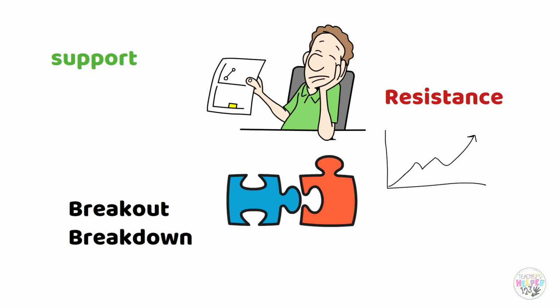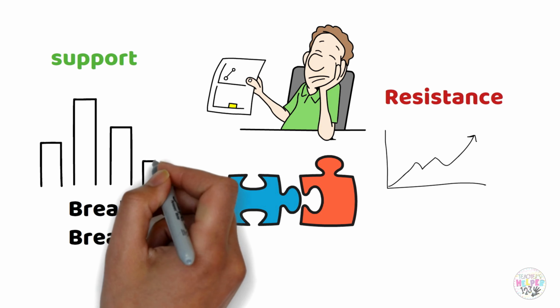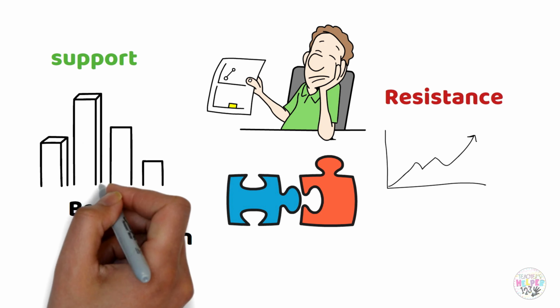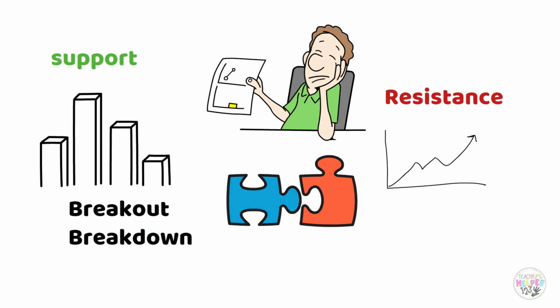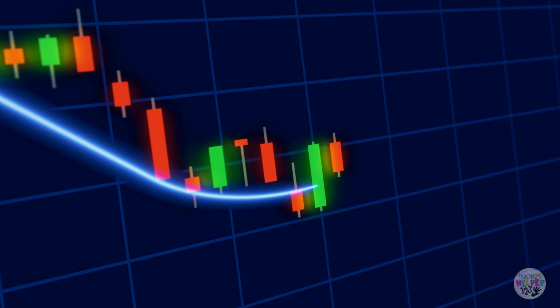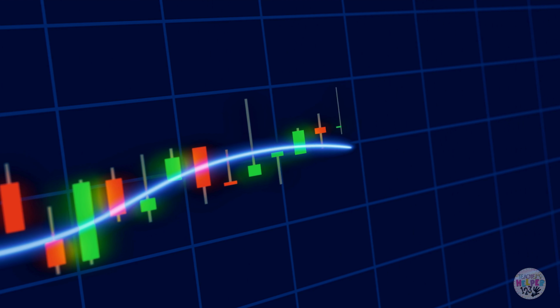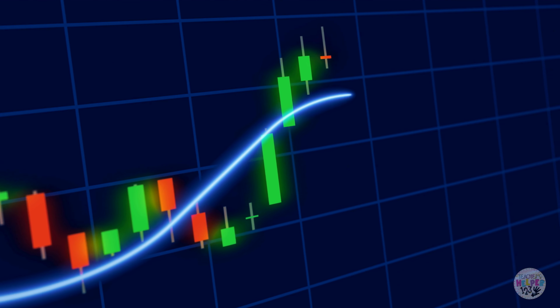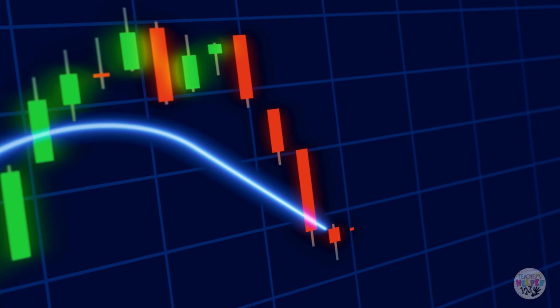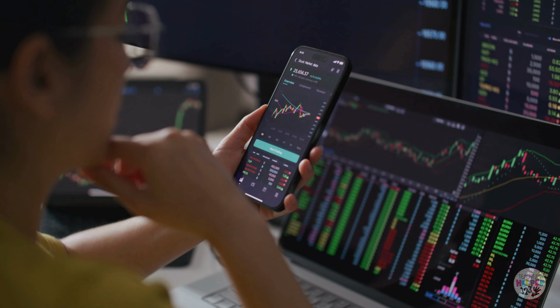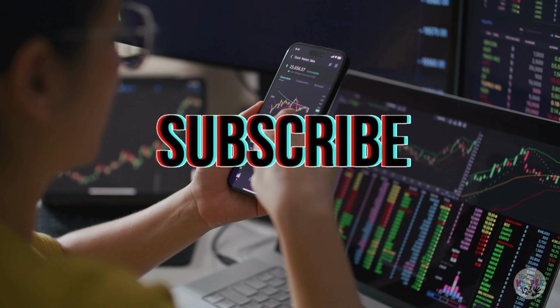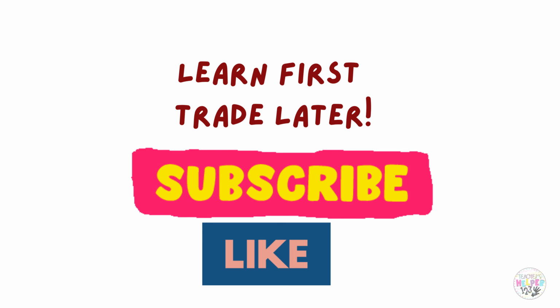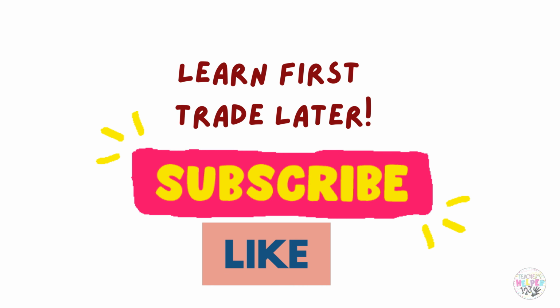Support and resistance help traders understand where buyers and sellers may react. These levels help traders identify possible bounces, possible reversals, and possible breakouts. The market is really a battle between buyers and sellers, and support and resistance help us see where the battle is happening. The more charts you study, the easier it becomes to spot these important levels. And remember, learn first, trade later.